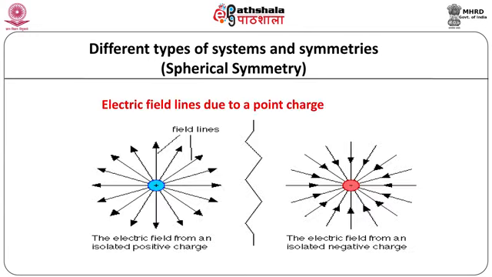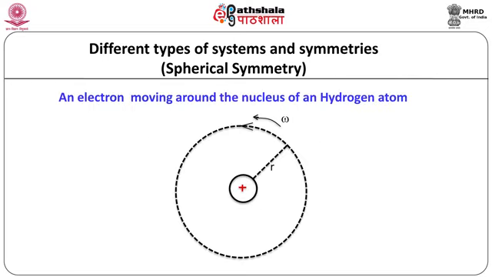Many examples can be given representing spherical symmetry also. Electric field lines due to a point charge in space is the simplest and most familiar example of it. An electron moving around the nucleus of a hydrogen atom or a particle moving along the surface of a sphere are the systems having spherical symmetry.